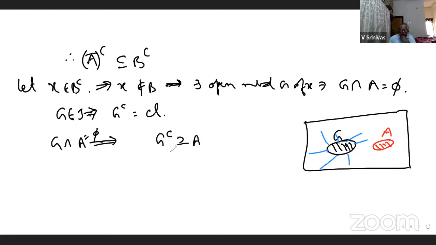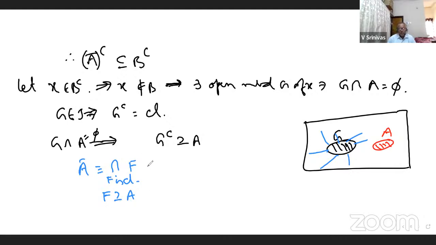So I have got a closed superset of A. G complement is closed, and G complement contains A. Now, what is A closure? A closure is equal to the intersection of all F such that F is closed and F contains A. Right? By definition, A closure is the intersection of all closed supersets of A. Now G complement is a closed superset of A, so G complement is one of these Fs.